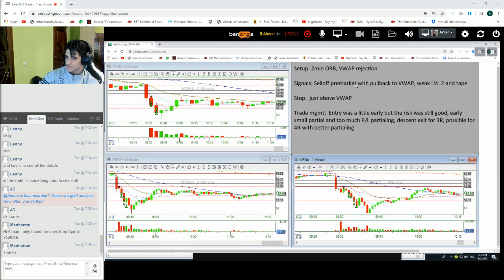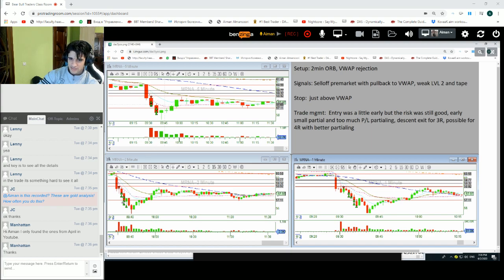Signal: sell off in the pre-market. In the pre-market, it was dropping down right here, right before the market opened. It did sell off. Pull back to the level of VWAP, weak level 2 and tape. Stop loss was just above VWAP. Trade management: entry was a little bit early.